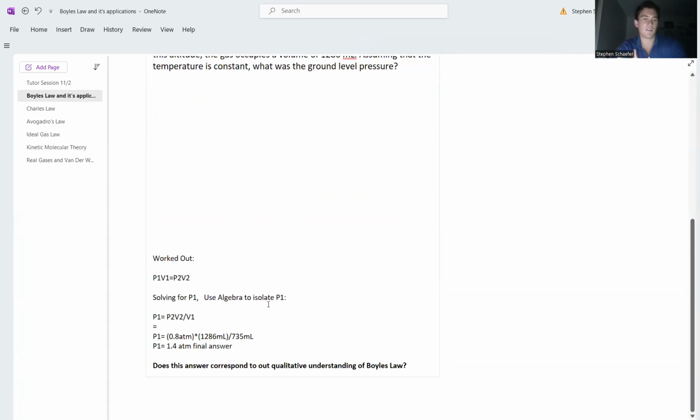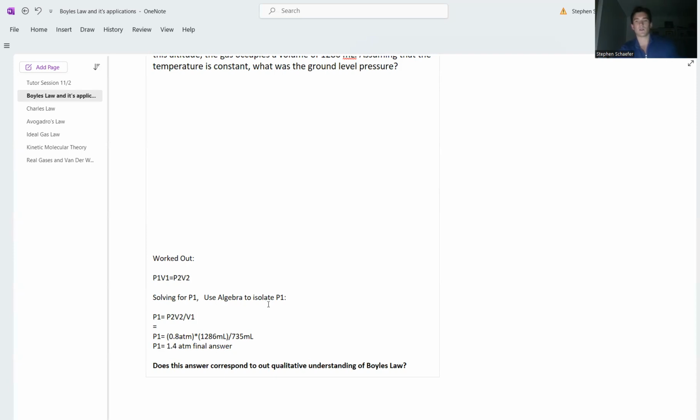So the first step is always to write the equation down. It's a good way to remind ourselves what we're looking for. Then we want to isolate for P1, because that's the ground level pressure we're trying to find, right? So we use some algebra, and we're going to say P1 is equal to P2 times V2 divided by V1. Then we essentially just plug our variables in. We don't need to convert anything as of right now because we're in SI, and we're going to get a P1 of 1.4 atm.